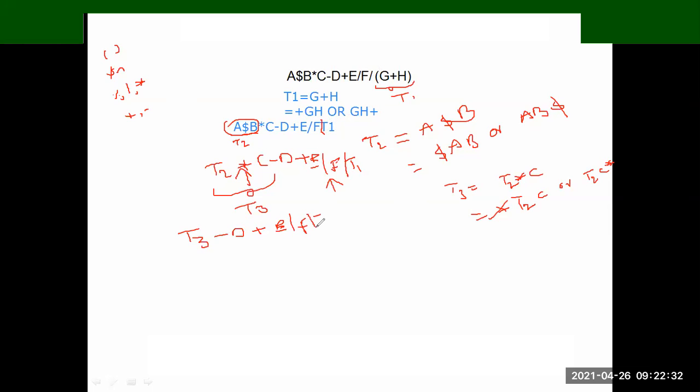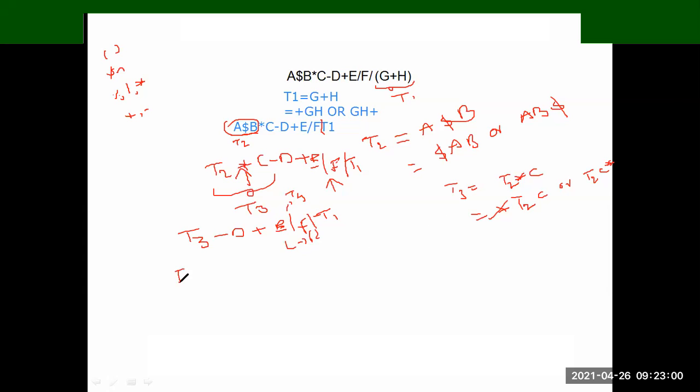Okay, by T1. Here two by operators have the same priority, so according to the associative law, give preference from left to right. So we are taking this as T4.